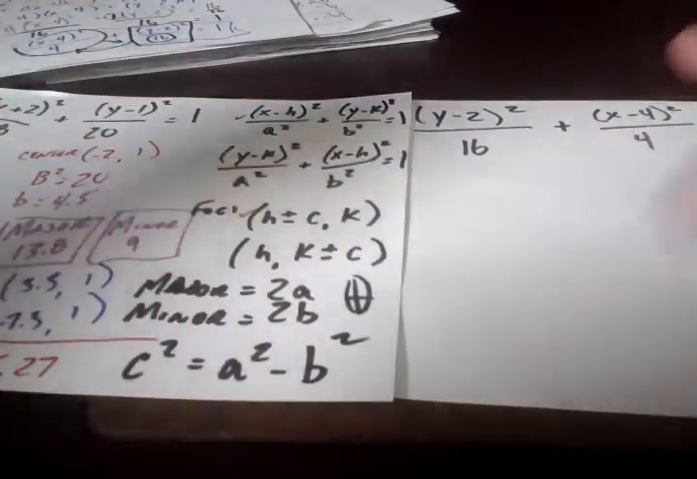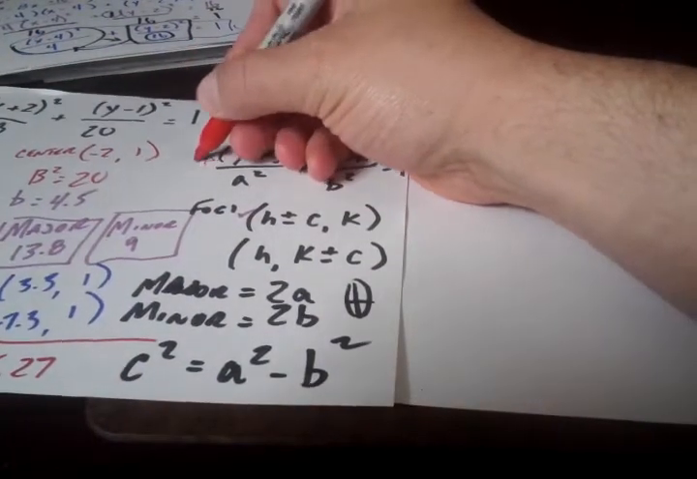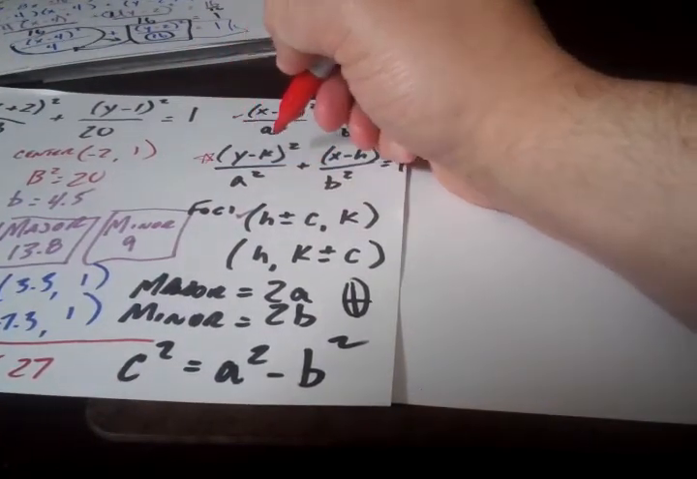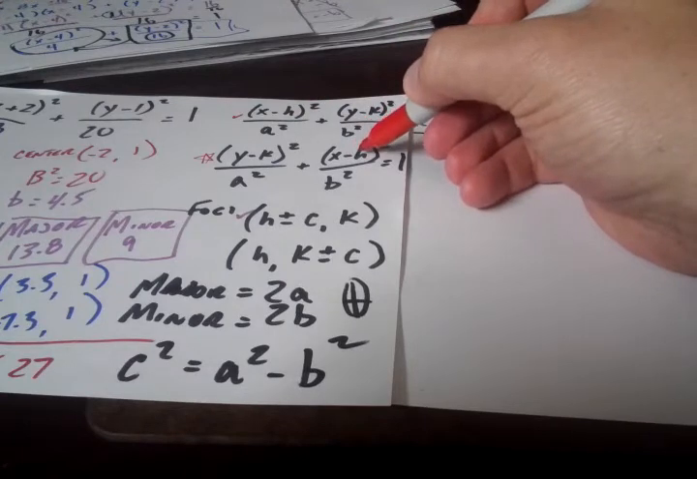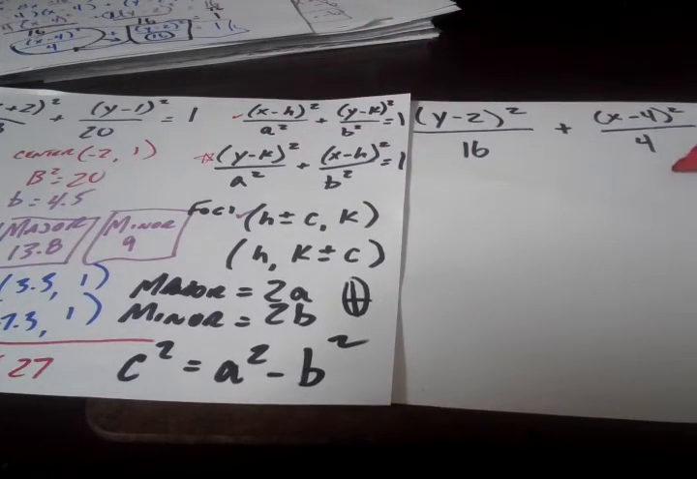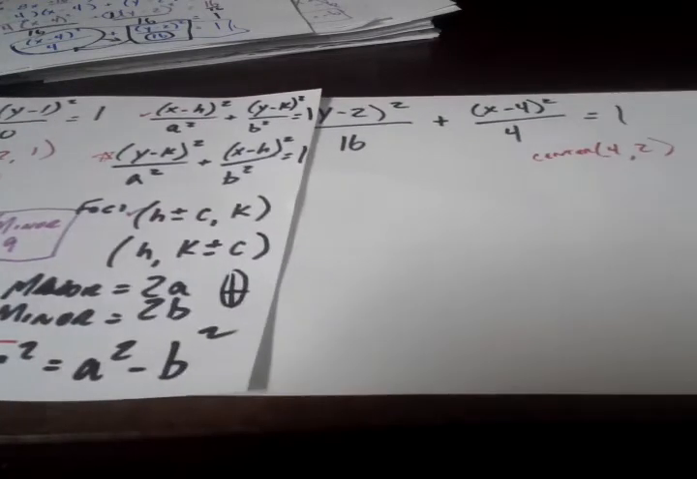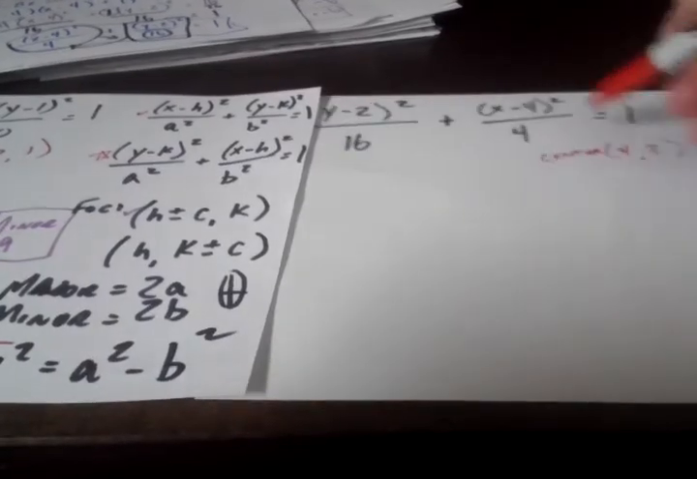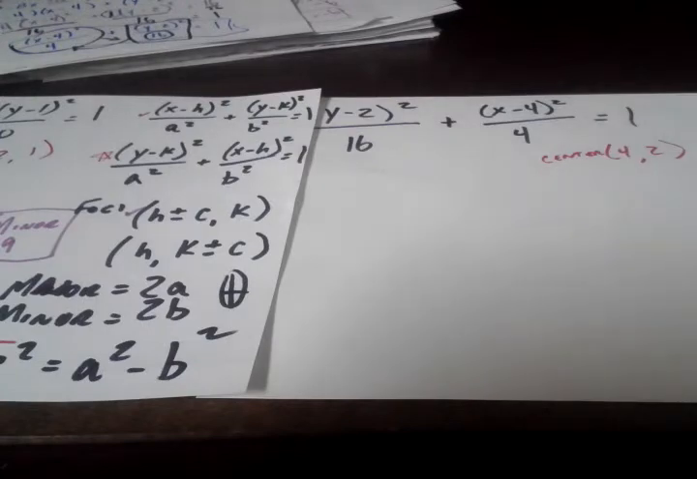So we're using this formula because it's vertical. h is this number back here, so h looks like it's 4. It's always opposite. k looks like it's 2. You can't see what I'm writing, sorry. So it looks like the center is (4, 2). h was 4, k was 2.